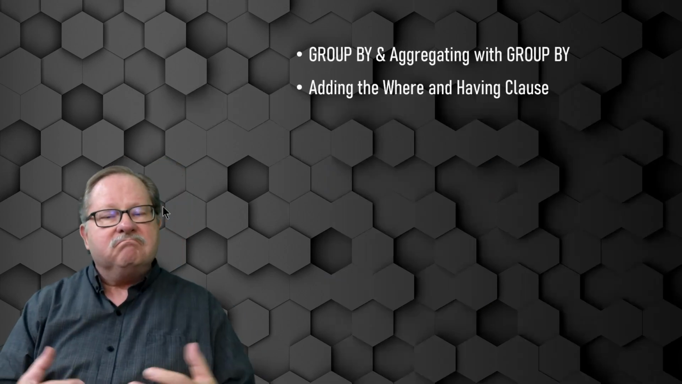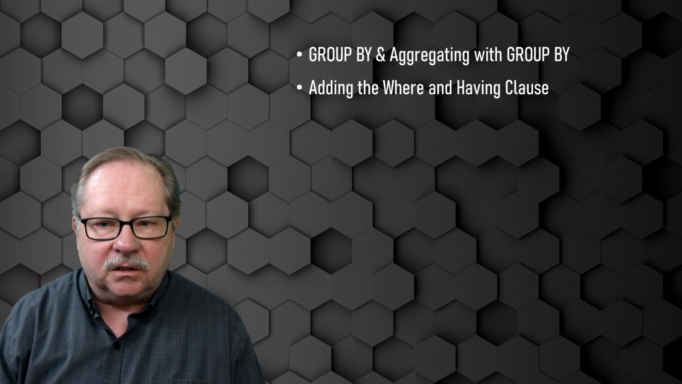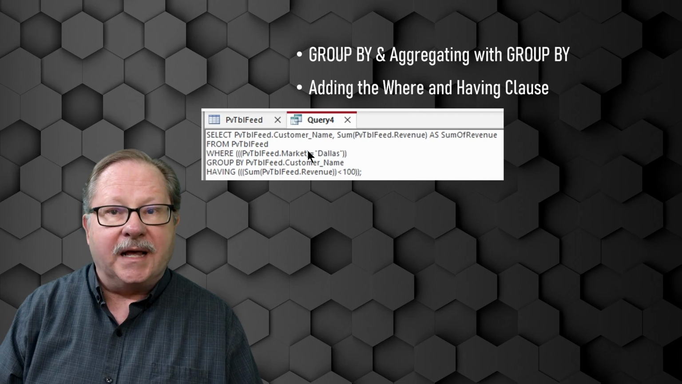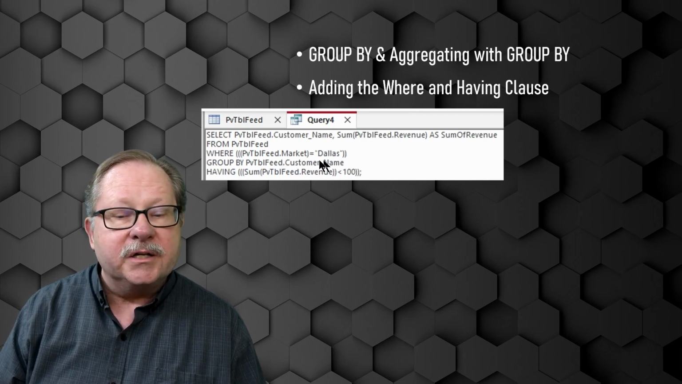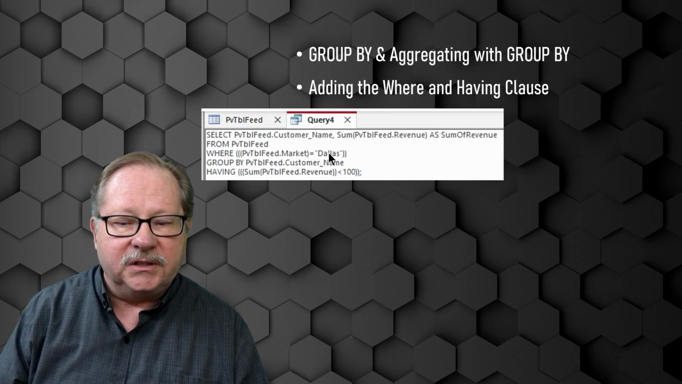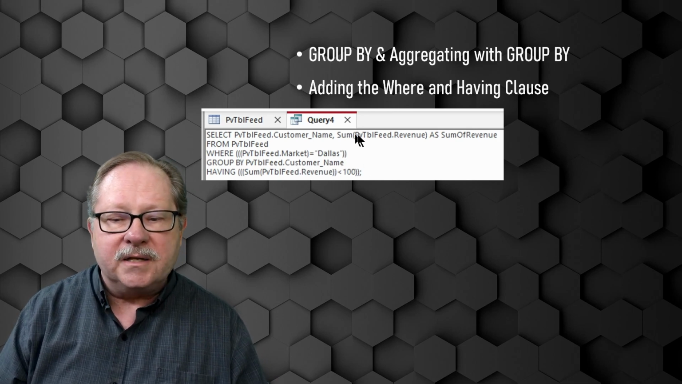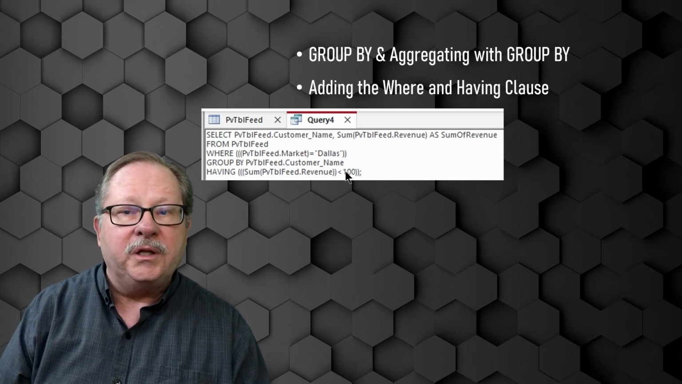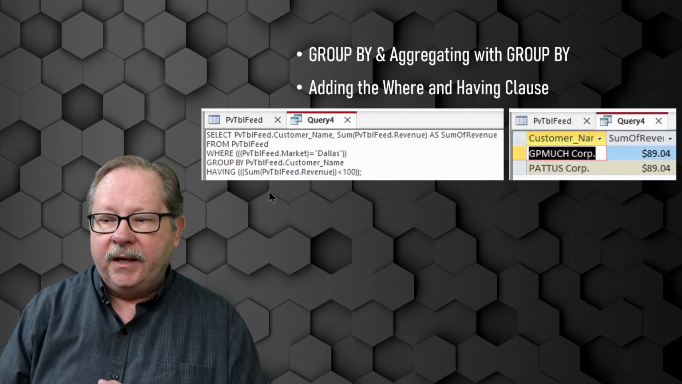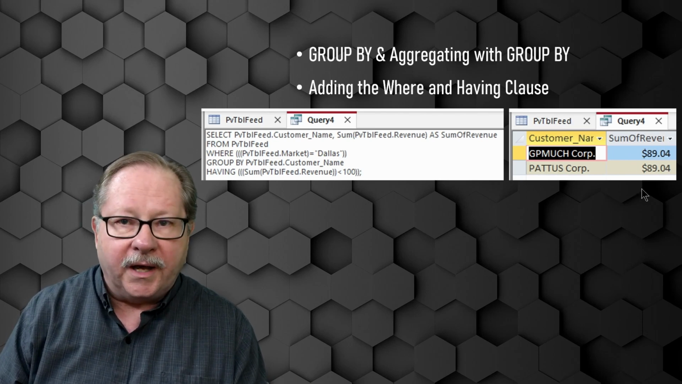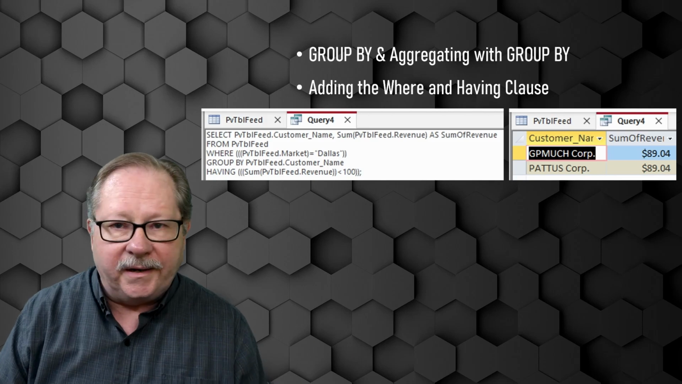Okay. So let's add the where clause to this and add a having clause to this. Where the market is Dallas. Okay. So we're going to look at the Dallas market. We're going to group it on the customer name in this case. And we're going to say, I only want customers that are spending less than $100 after I've looked at the Dallas and grouped them all and summed the amount of revenue that we get from them. We're going to go ahead and look at only the ones that are really, really small. And if we do that, we only get 2 records. And both of them probably bought one item that was the same price, $89.04.